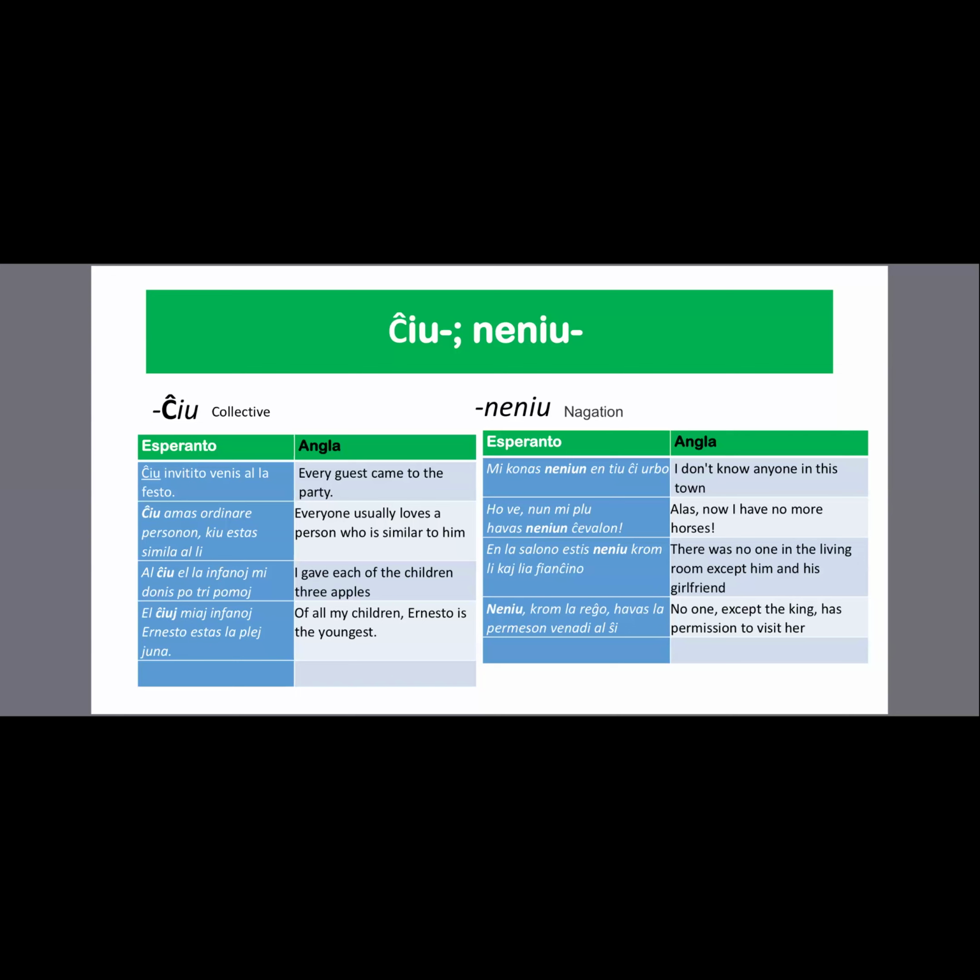Neniu remains with a negation, you know. When we say no one, none, it looks like neniu. "Mi konas neniun en tiu ĉi urbo." I don't know anyone in this town. Urbo is town. Koni is the verb to know. Neniu is the negation, but I put the n as accusative because I have used the verb to know. "Hélas, nun mi plu havas neniun ĉevalon." Alas, now I have no more horses.